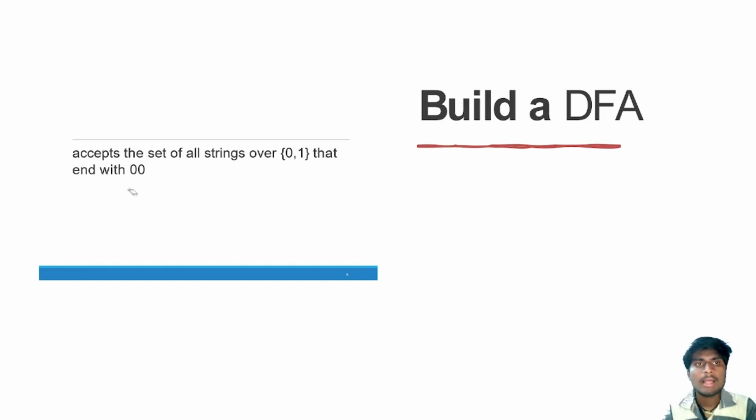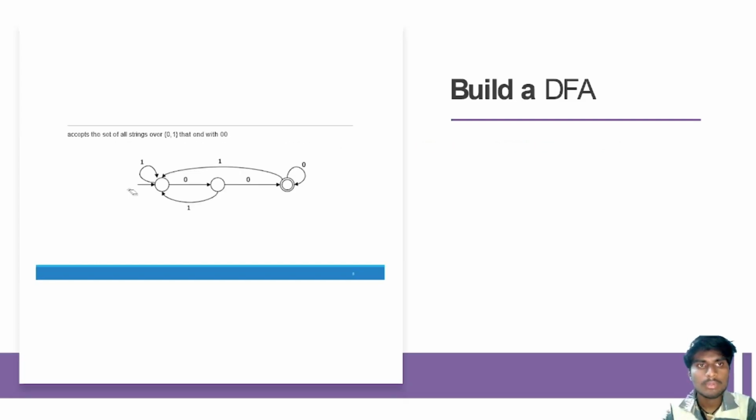Build a DFA that accepts the set of all strings over the alphabet 0 comma 1 that ends with 0 0. The DFA should satisfy the condition of ending with 0 0. In this example, for 0 0 we have 3 states: the number of symbols plus 1. We have 0 0, 2 symbols, and we need to add another 1, so it will be 3 states.